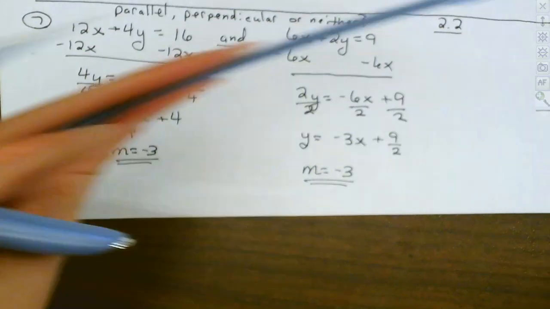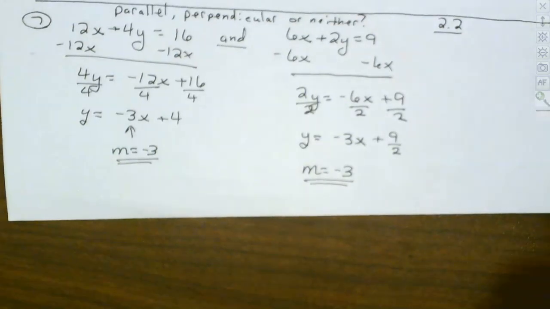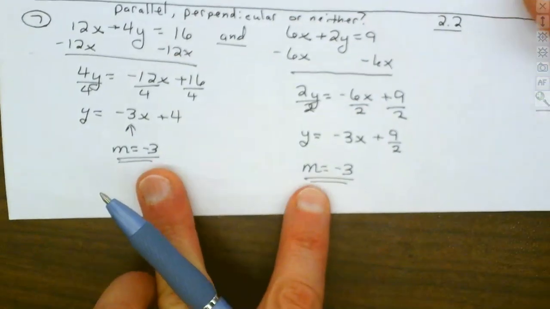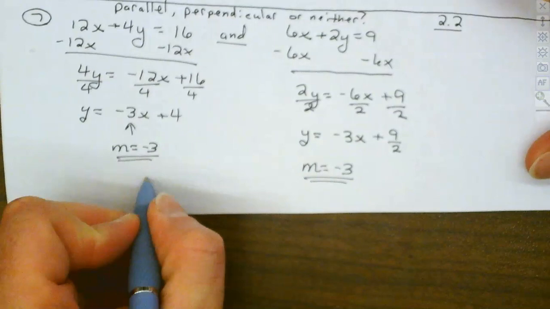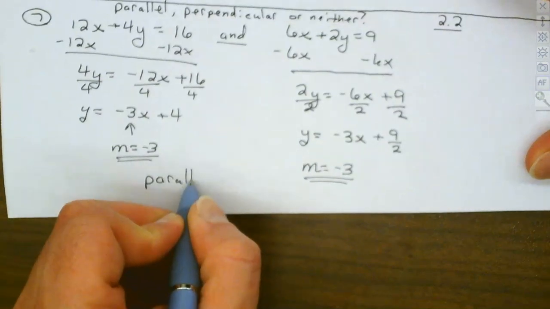So what are they? Can someone tell me? Are they parallel, perpendicular, or neither? Which one? The slopes are the same. Anyone remember? They're going to be parallel, right? Because what is the definition of parallel lines? Parallel lines have the same slope. These both have a negative 3 for the slope, so these would be parallel.